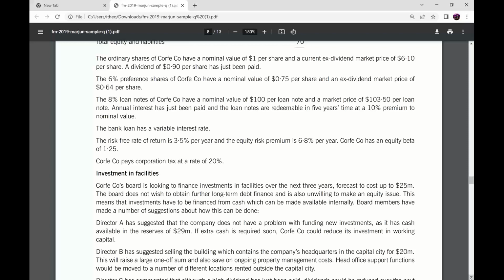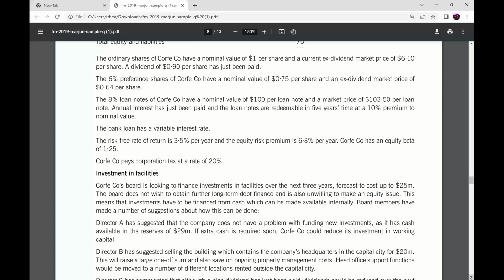The 8% loan notes of Corfe have a nominal value of 100 per loan note and a market price of 103.5 per loan note. Now it's information about loan notes: they have a nominal value of 100 and a market price of 103.5. Annual interest has just been paid. Loan notes are redeemable in 5 years' time at a 10% premium to nominal value.